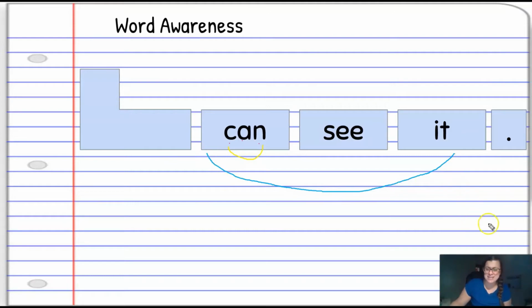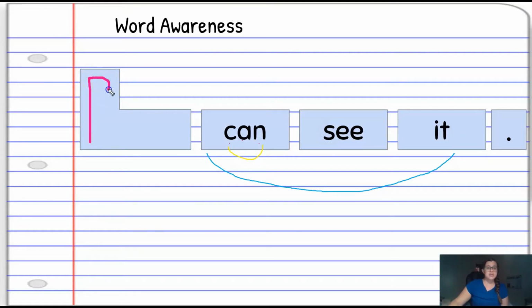Is my sentence complete? No, my sentence is not complete. I need a word at the beginning of the sentence. Right now it says can see it. What can see it? I want you to think, should I begin my sentence with an uppercase or a lowercase? An uppercase or a lowercase? Did you say I should start with an uppercase? You're right.